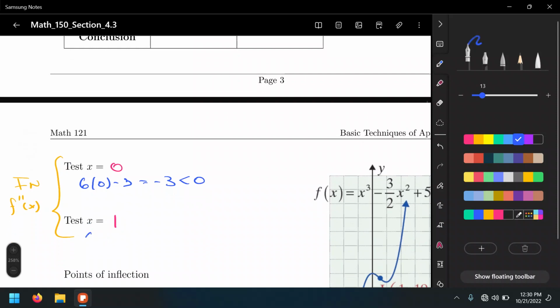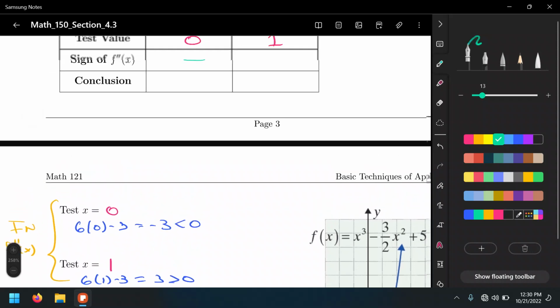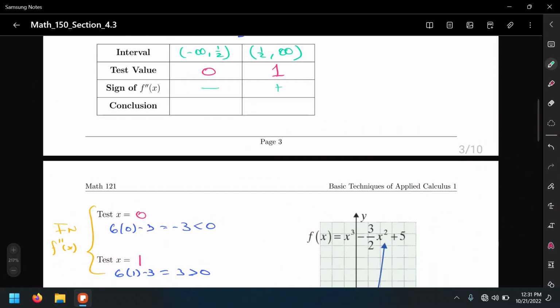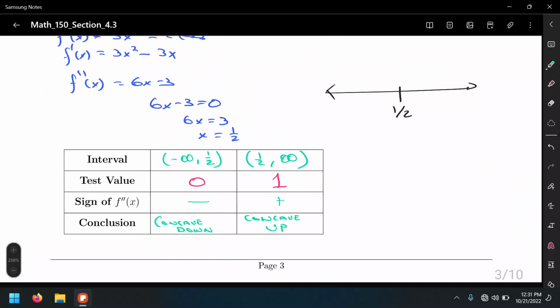Test x equals 1. 6 times 1 minus 3. That's 6 minus 3, which is 3. That's positive. Let's put positive here. All right. Well, what's our conclusion when the second derivative is negative? In this case, when the second derivative is negative, this is concave down. And when it's positive, it's concave up. All right. Let's describe this graphically. Concave down.